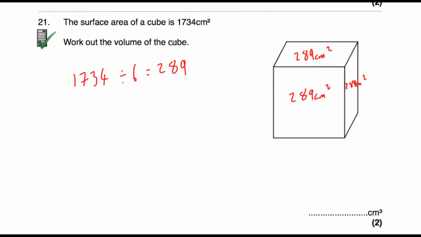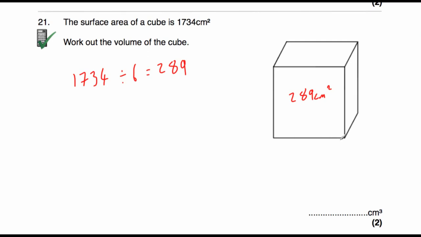So the question says work out the volume of the cube. So to work out the volume of the cube, we need to do the length times the width times the height. So let's focus on the front of the cube. So the front of the cube is a square, and it's a square with an area of 289 centimeters squared. So we know the area of the square. Now if we know the area of a square, we can find the side length of the square. And if we can find the side length of the square, that would be the same as the side length of the cube, and then we can find the volume of the cube.